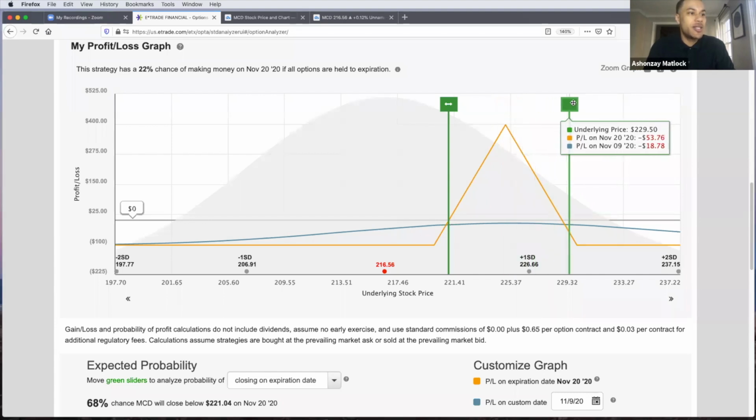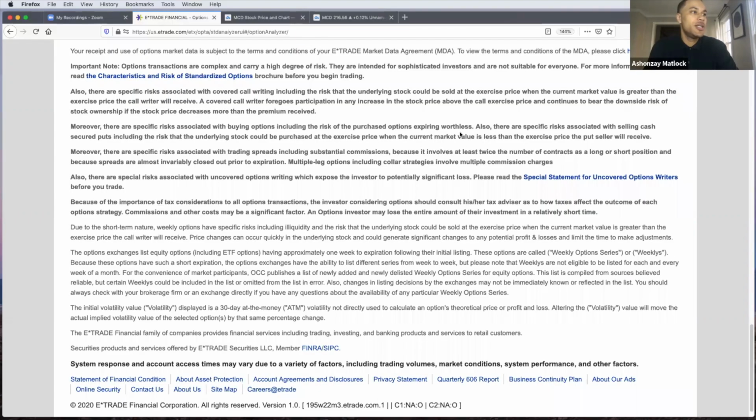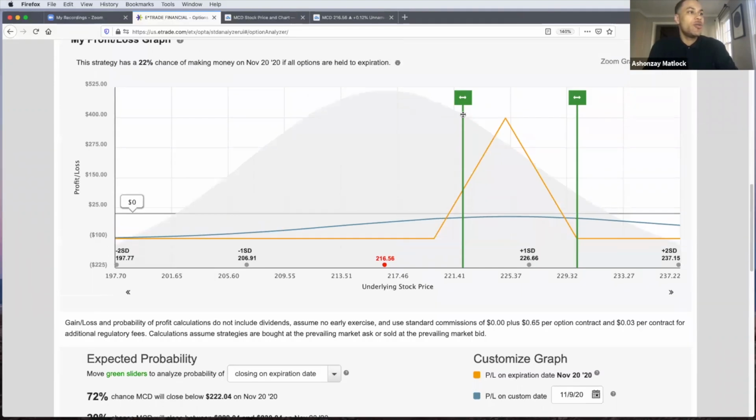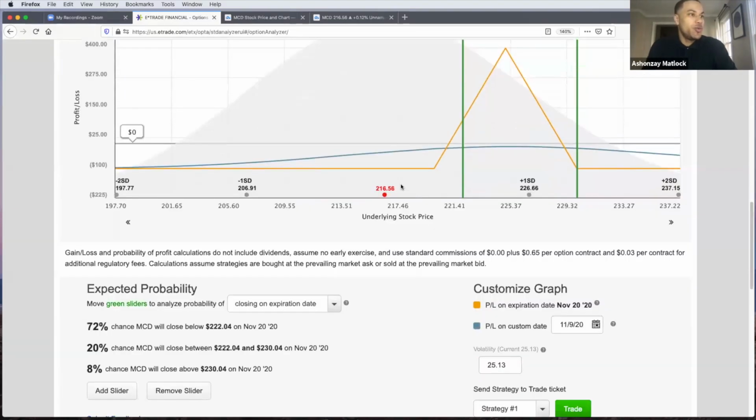And so these green things you can pull to see, okay, if the price gets here, what is my profit/loss look like based on the date and then based on expiration. So this is pretty cool. I can just keep doing this and moving these around. Oh, sorry about that. Right, so showing you, if the underlying price is 222 at expiration, which is November 20th, you make $100. So this is a pretty dope tool.